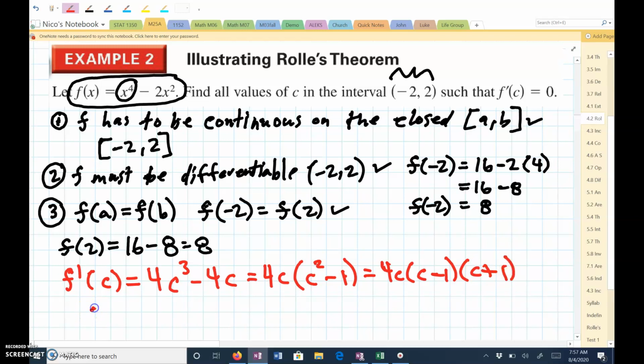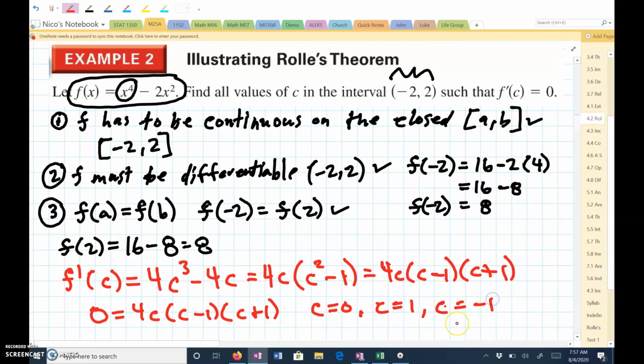So when does f prime of c equal 0? So we would take 4c times c minus 1 times c plus 1. And this would be true when c equals 0, when c equals 1, and when c equals -1. And those all fit between here, so we are good. So that would be your answer.